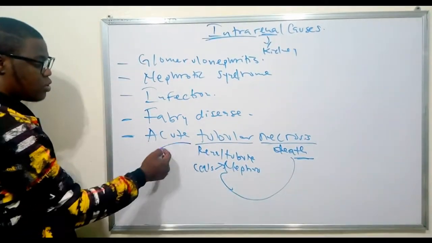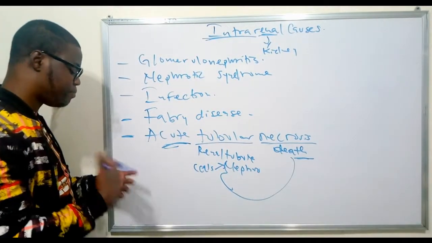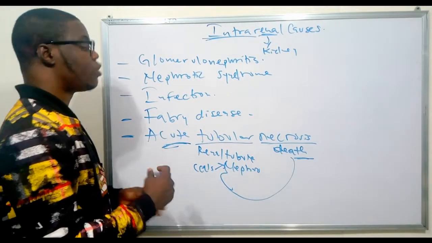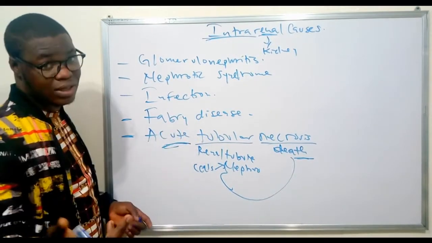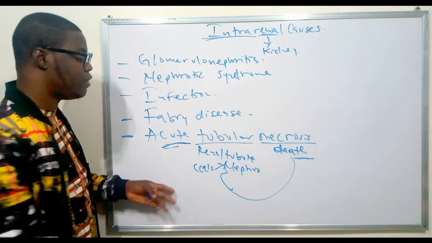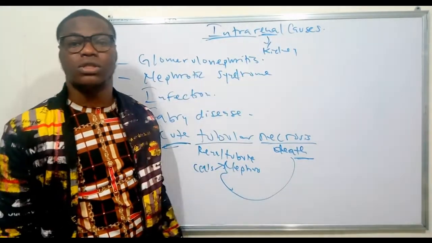So acute, which occurs suddenly. Although after acute, they also call it kidney. Not kidney. After acute, you have another word for it, and it's not sudden as well. But I'm going to remember that before the end of the video and then talk about it. So that is that about the intrarenal causes.